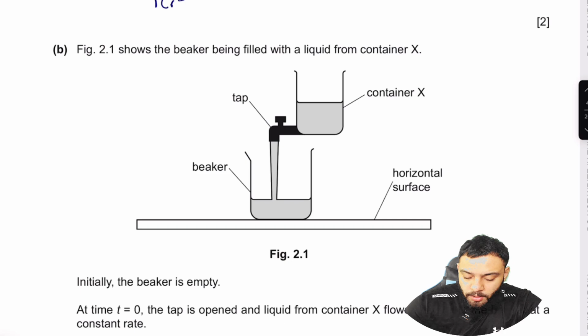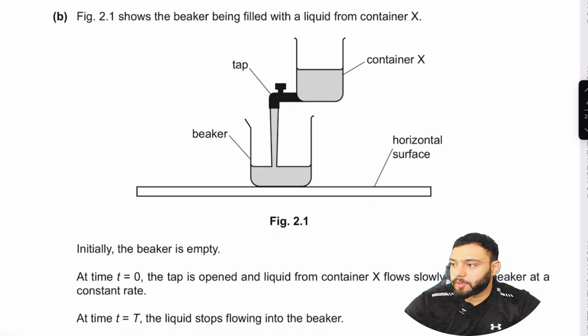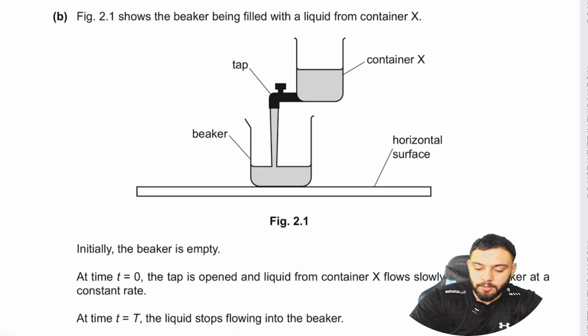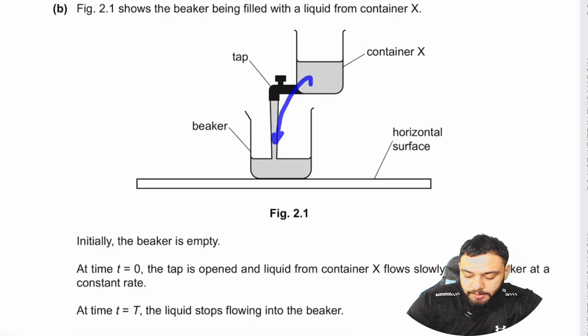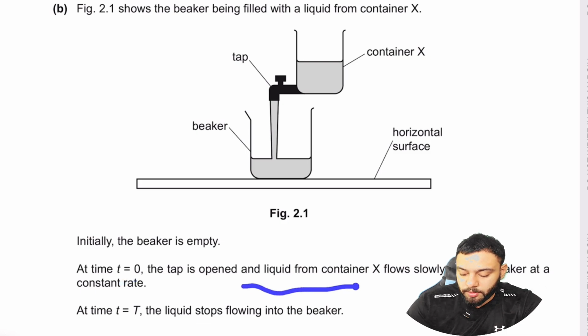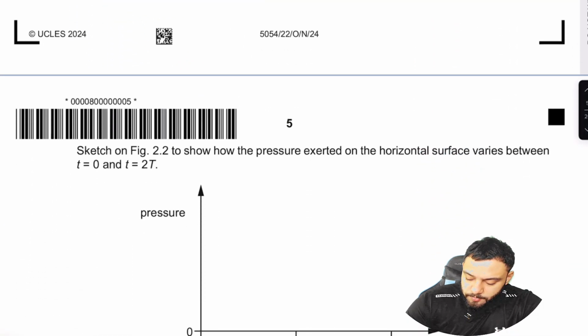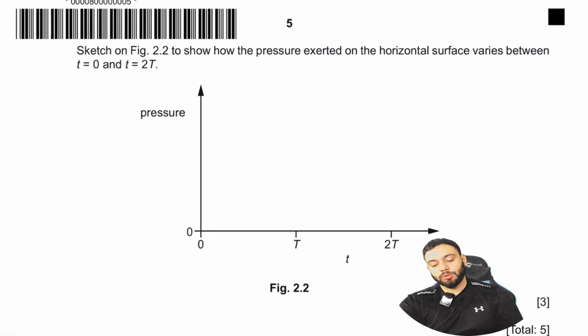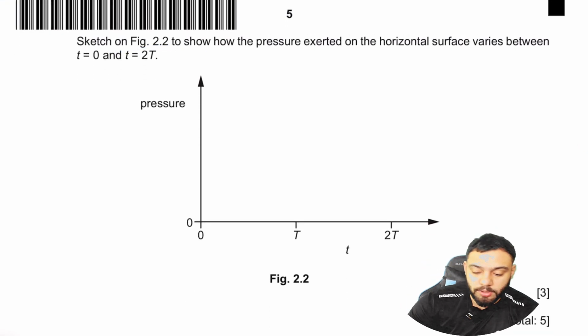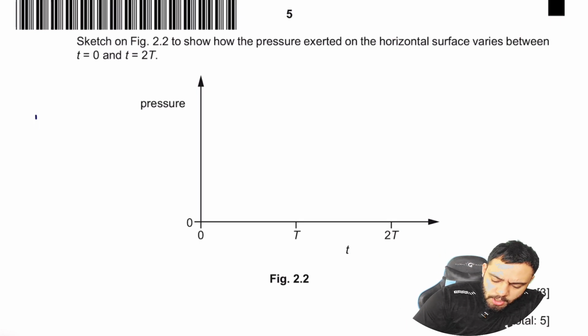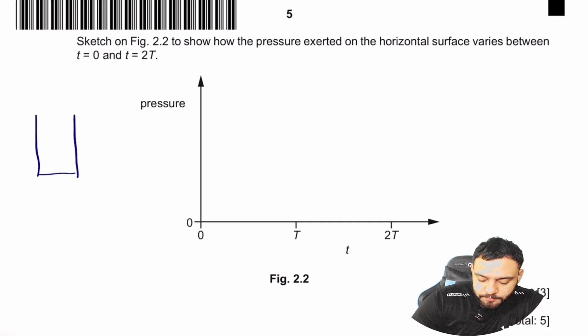Moving on. Figure 2.1 shows a beaker being filled with a liquid from container X. Initially the beaker is empty, and at time t equals 0 the tap opens and the liquid from container X flows slowly into the beaker. At time t equals t the liquid stops flowing into the beaker. Sketch on figure 2.2 to show how the pressure exerted on the horizontal surface varies between time 0 and time 2t.